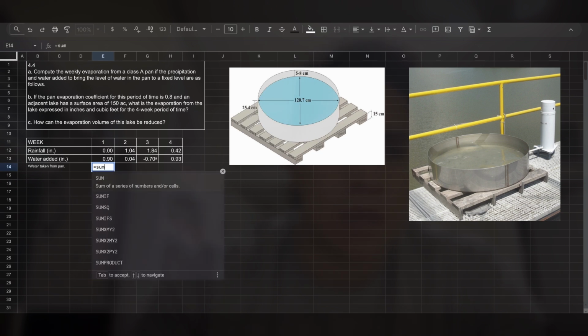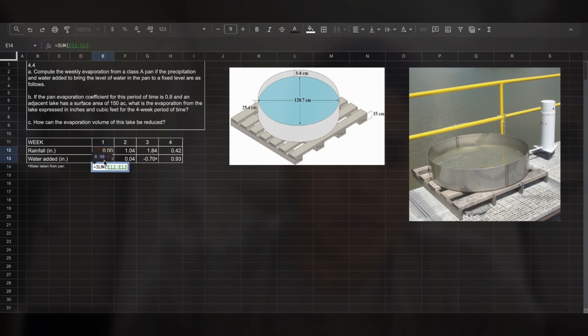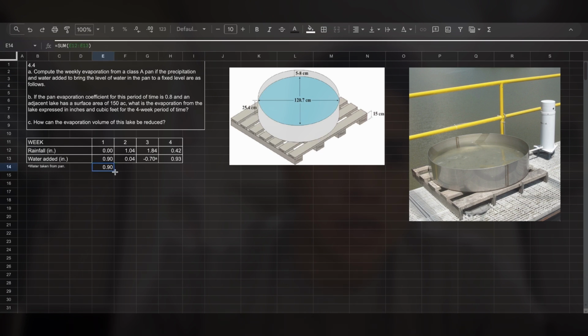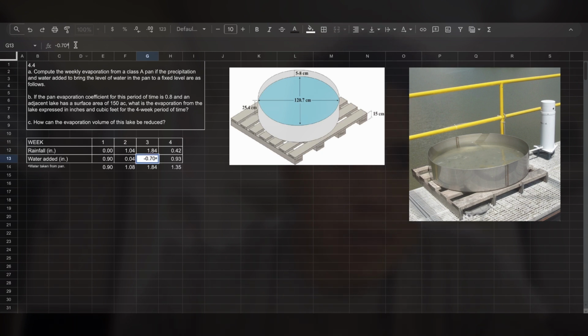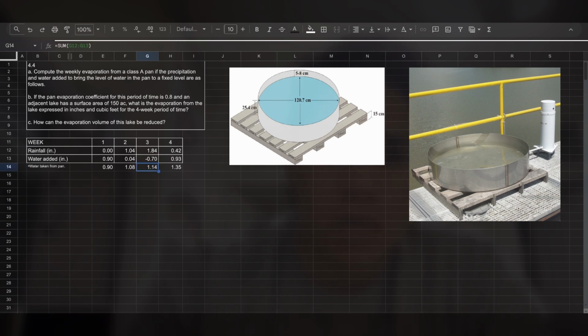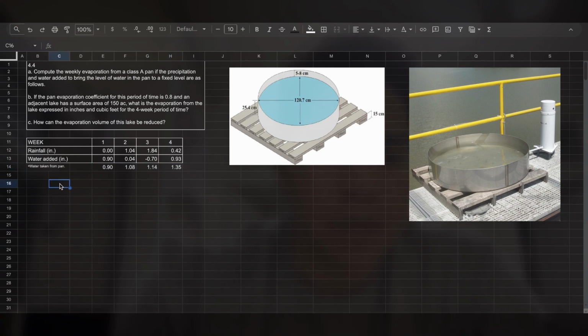So all we need to do now is find the sum of each week, and here it says water taken from pen. This is negative because we got too much water in the pen, so we need to take out some water. So these are our values that we get for each week, and that's what we need to do for part A.